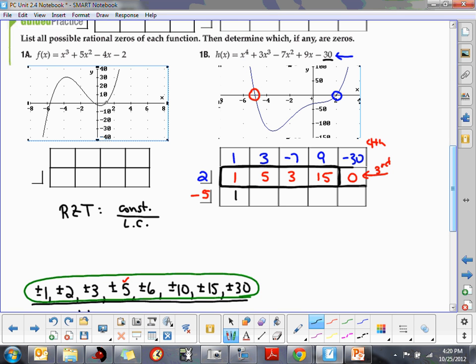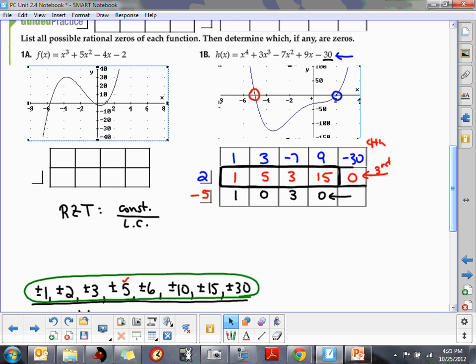So I need to see if -5 will go into our cubic function that we have factored. So -5 times 1 is -5. -5 plus 5 is 0. -5 times 0 is 0. 0 added on to 3 is 3. -5 times 3 is -15, and -15 plus 15 is 0. So here it is. There's our confirmation that -5 is also a zero of the function, just as our graph is suggesting.